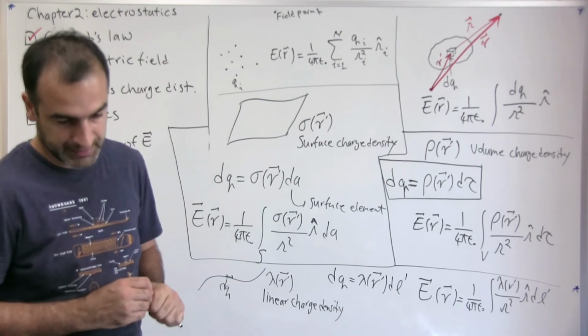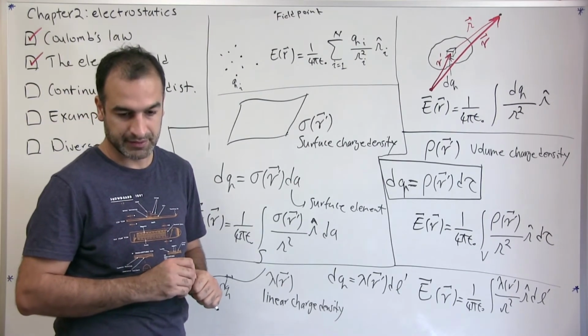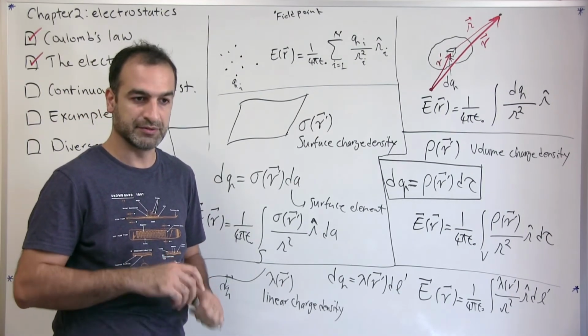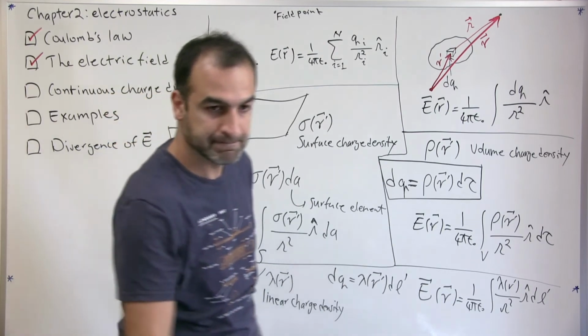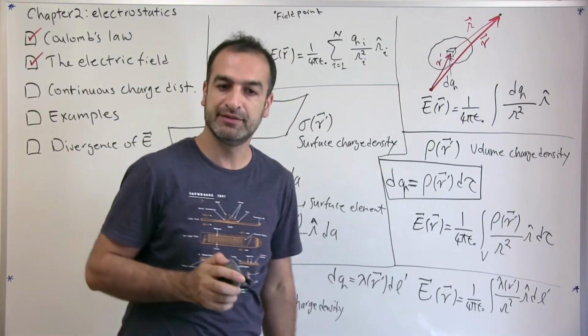for the line charge distribution. Any questions so far?